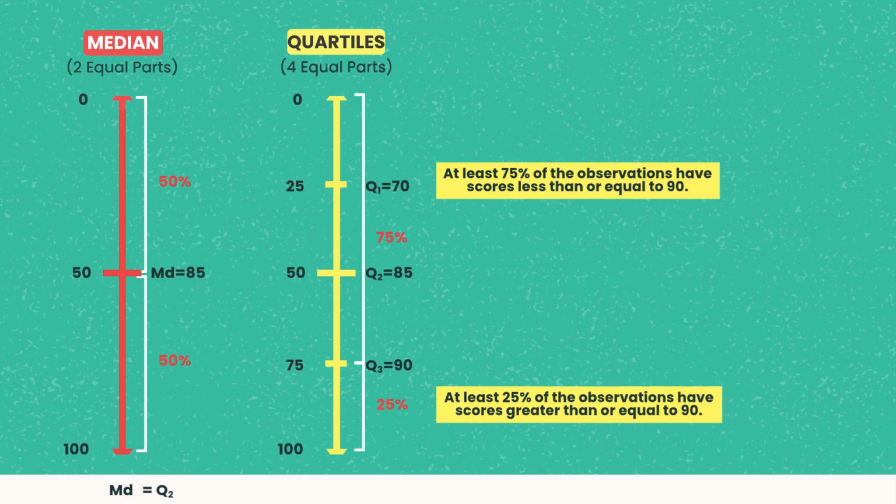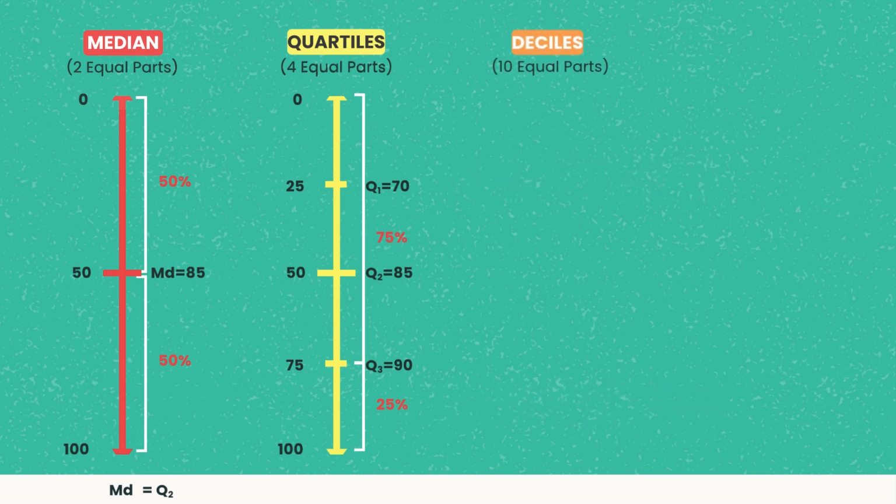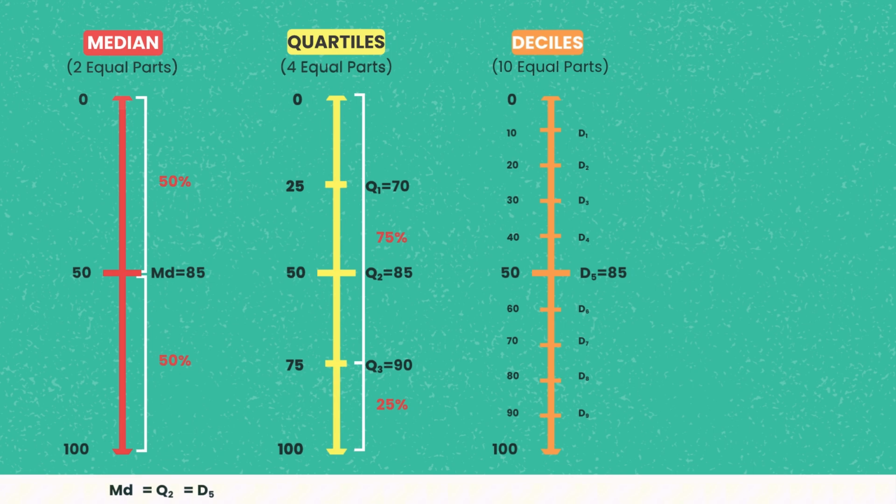Now, let's move on to deciles. We have 10 equal parts. And from the scale, we will have D1, D2, up until D9. Suppose that we use the same data set of scores to compute for the fifth decile, D5. What will be its value? It is also 85. Thus, the median, Q2, and D5 are equal.